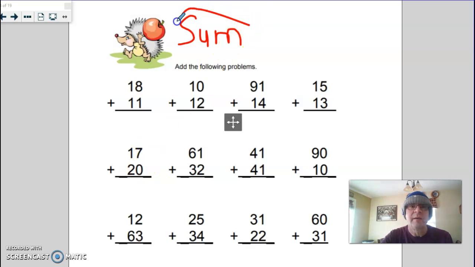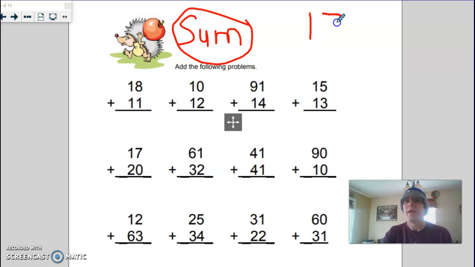We're finding the sum, right? So you probably watched When You Add with a Pirate today. You know, when you add, you're getting a sum. Expect to see that word on some tests in the future. So we're going to find the sum of 17 and 20, or we're going to do the problem 17 plus 20. So let's look at the number 17 first.